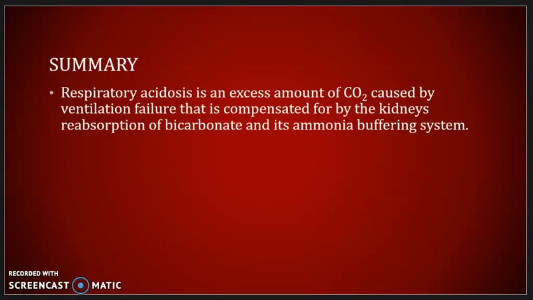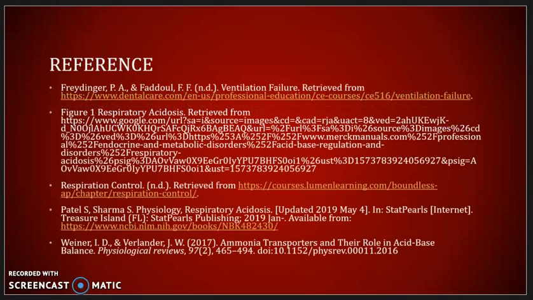So in summary, in respiratory acidosis, we see high amounts of CO2 that are beyond the normal and beyond the limits of what the body can expel. This is caused by failure in ventilation. But this error can be compensated for by the kidneys through reabsorption of bicarbonate and through the ammonia buffering system.